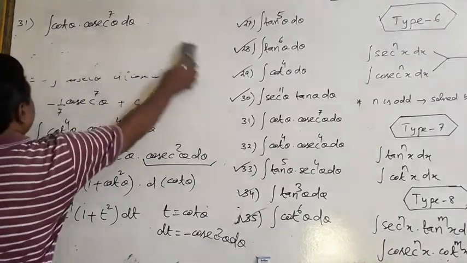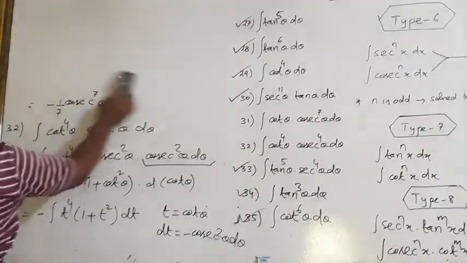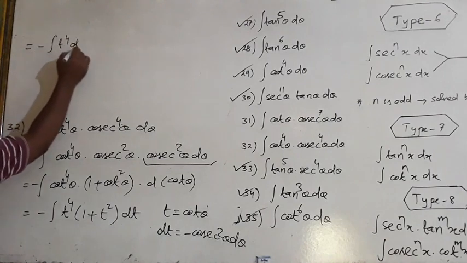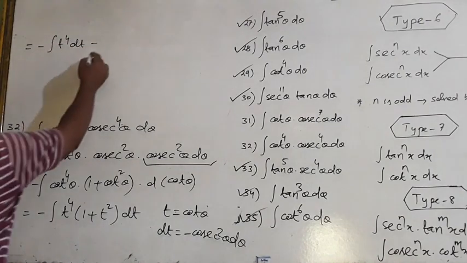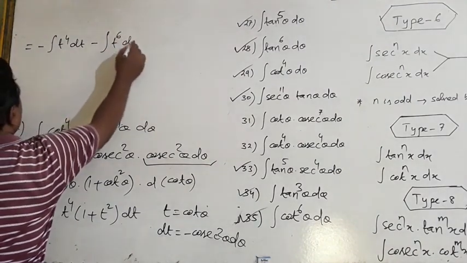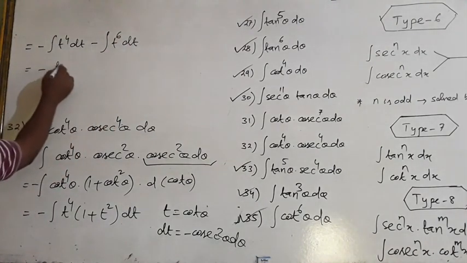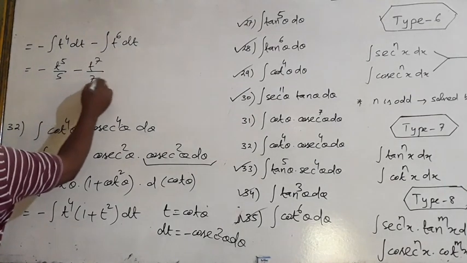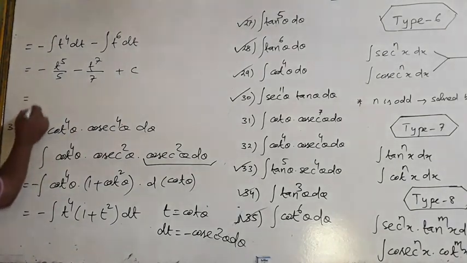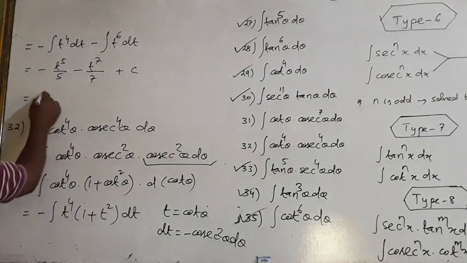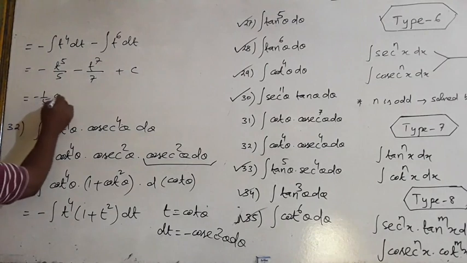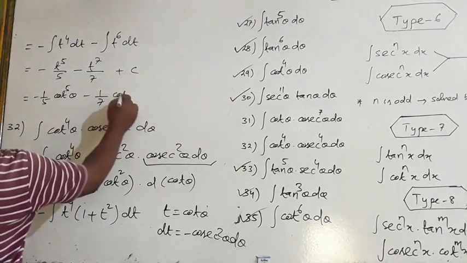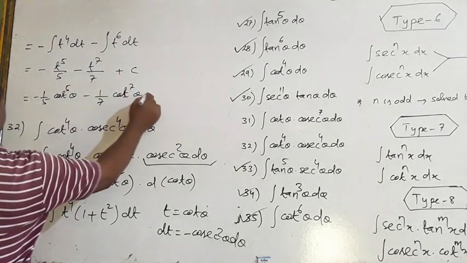It becomes minus t4 dt minus t6 dt. It is minus t5 by 5 minus t7 by 7 plus c, and in place of t you can put cot theta. So minus 1 by 5 cot 5 theta minus 1 by 7 cot 7 theta plus c.